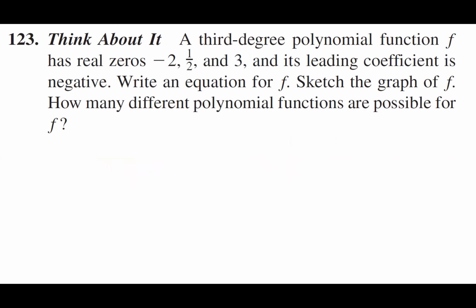Next problem. All right, this one, 123. A degree 3 polynomial function f has real zeros of -2, 1/2, and 3. And its leading coefficient is negative. So somehow we've got to stick a negative inside there at the end. So first of all, we're going to write the equation. Okay, we're going to sketch the graph, and ask how many different polynomial functions are possible for f, given the fact that it has to have a negative leading coefficient and it has to have these particular zeros in place.